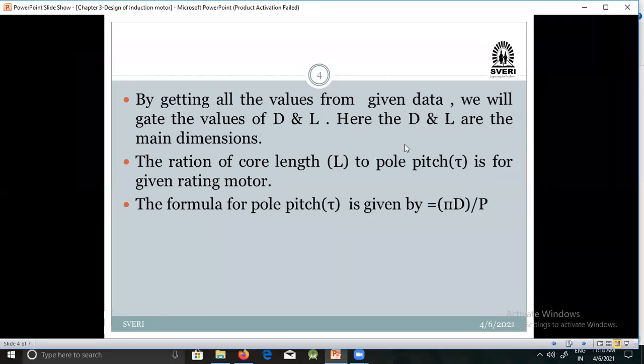हाऊ टू फाइंड आउट द व्हॅल्यू ऑफ टाऊ, विच इज इक्वल टू pi D divided by P. ओके, विच इज इक्वल टू pi D divided by P. याच्यावरून तुम्हाला काय मिळणार आहे, याच्यावरून तुम्हाला एक D चं काहीतरी इक्वेशन मिळेल.